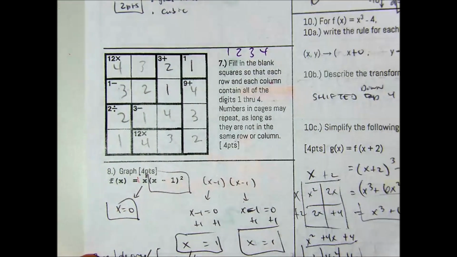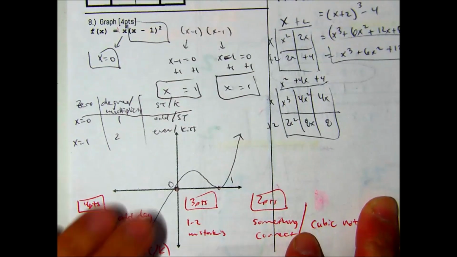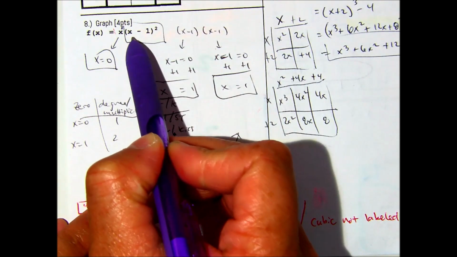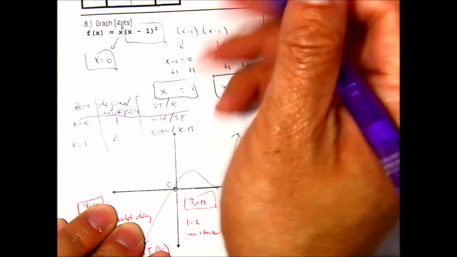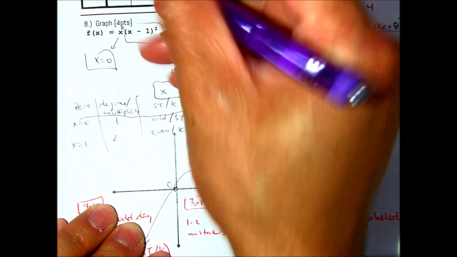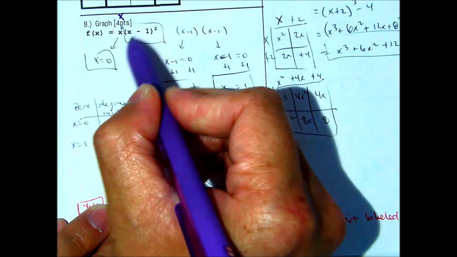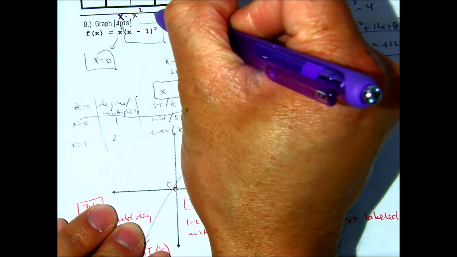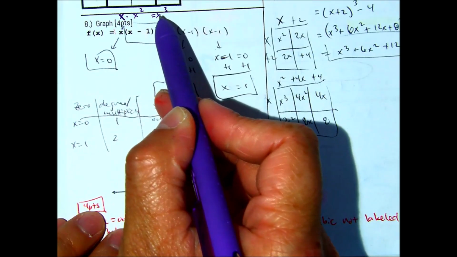Question number 8 tells you to graph f of x equals x times quantity x minus 1 squared. Well, if you take this x here, and really this is kind of like you're eventually going to have x squared. That means if you do x times x squared, your answer is going to be x cubed. You're going to create a cubic function here.